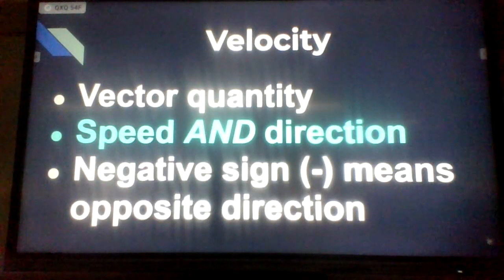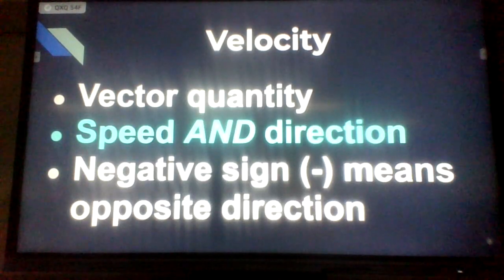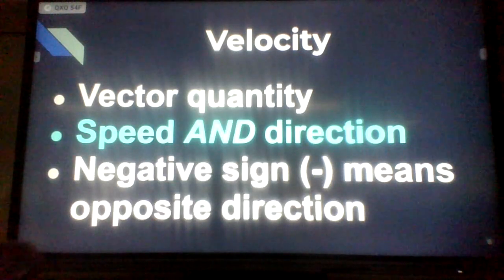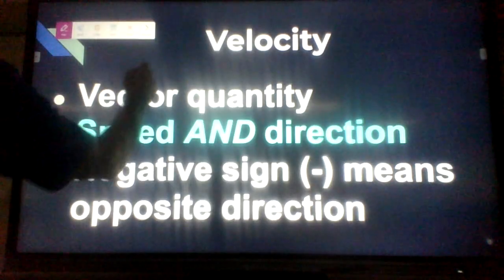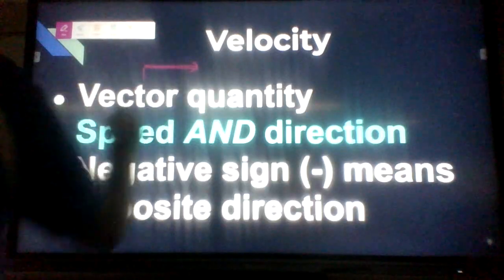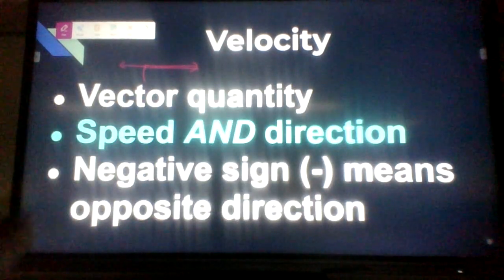Now, can speed ever be negative? Can we go below 0 miles per hour? Can I drive negative 10 miles per hour? No, but I can have a negative velocity, and the negative sign simply means opposite direction. So let's say we want to go in this direction. We come up here and we want to turn right, but we get messed up and we end up turning left instead.